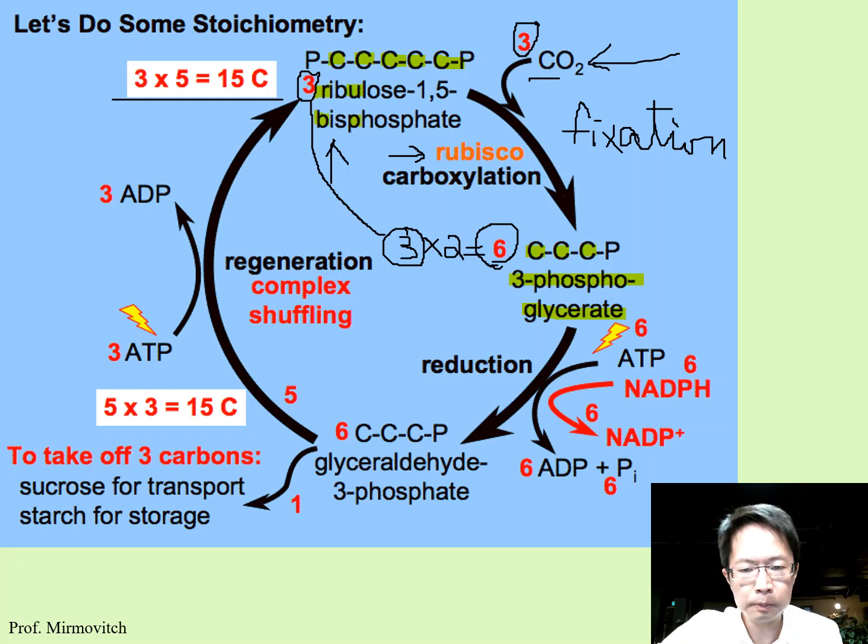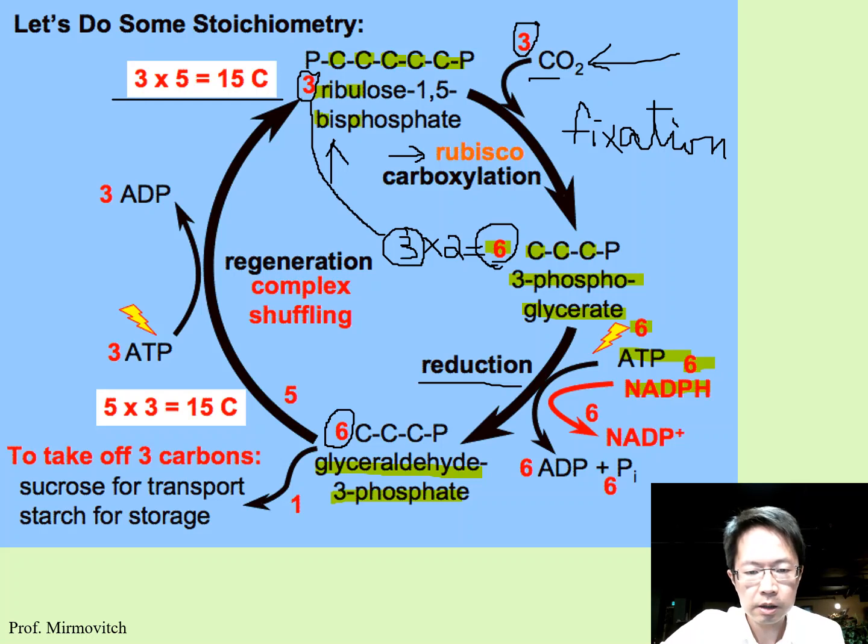And then after that, the 3-phosphoglycerate goes through the reduction, carbon dioxide reduction, that requires ATP and NADPH from the light reaction. Since we have 6 3PG, we also need 6 ATP and 6 NADPH. Then what do we get at the end? You get G3P. And we also get 6 G3P, okay?